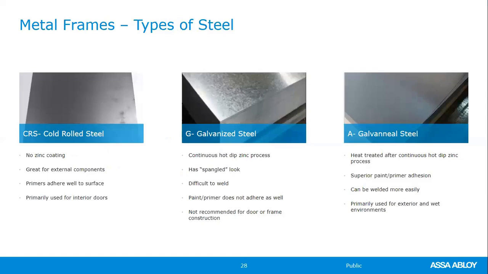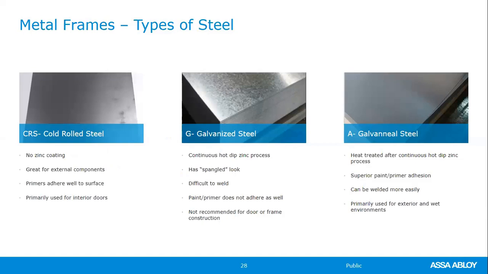Then we get into the various types of steel that we have out there, whether it's CRS, cold rolled, G for galvanized, or A designation for galvannealed. So we're going to walk through these types of steels that are in the industry. The first one, to the far left there, is your cold rolled, which you'll see designated as CRS.